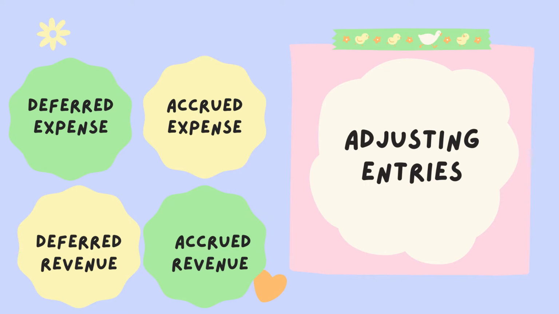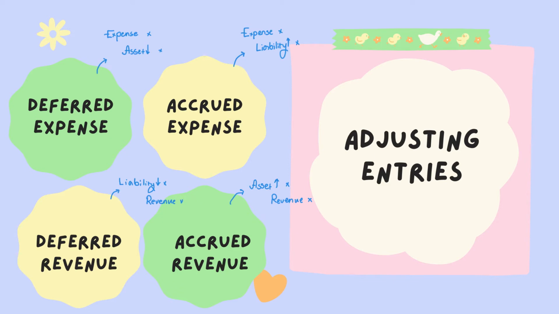Deferred expense means I paid in advance before the expense is incurred. Deferred revenue means I received money in advance before it's earned, before I provide the service or I deliver the product. Accrued expense means the expense is incurred, it's used, but I did not pay yet. I'm gonna pay in the future. Accrued revenue means the revenue is earned, I provided the service or I delivered the product, but I did not receive my money yet.